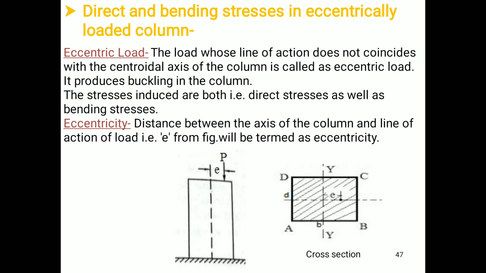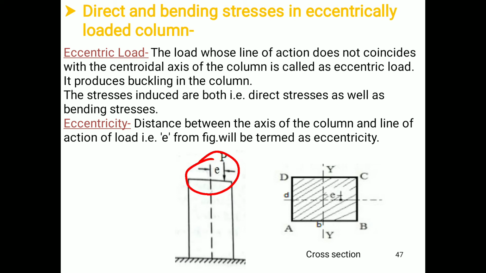Eccentricity is nothing but the distance between the axis of the column and the line of action of the load. Therefore, from the figure, e will be termed as the eccentricity. Eccentricity is the distance between the axis of the column and the line of action of the force or load. So from this figure, e is the eccentricity.